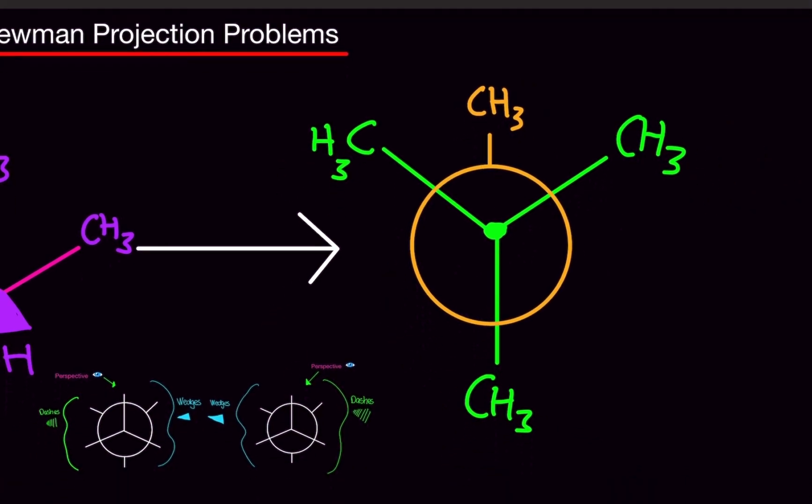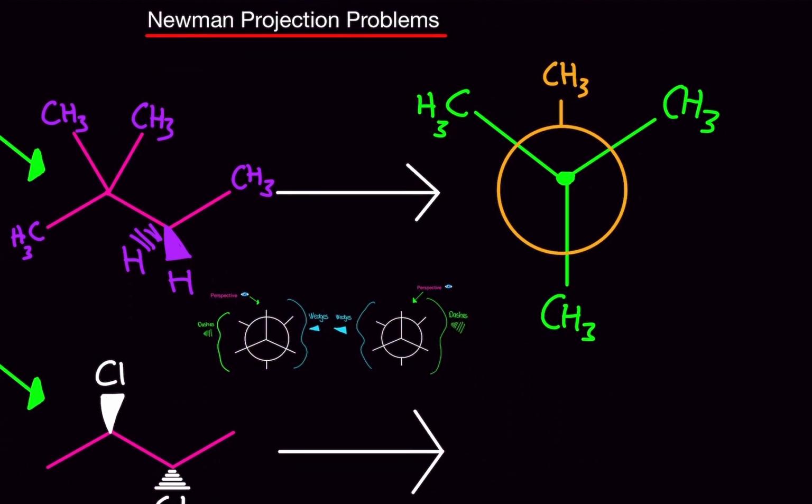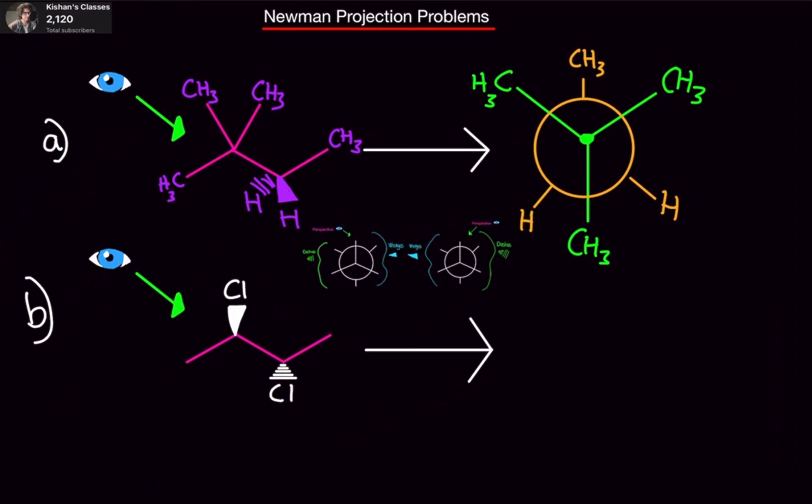Since this one's pointing up, the other two groups must be pointing down at an angle. So it's the same thing as the front carbon, right? If the methyl group was pointing down, then the other two groups are pointing up, or vice versa. If the methyl group or the other group is pointing up, the other two ones are pointing down. So this one must be pointing down, and this one's pointing down, and it's a hydrogen. Okay, that's the first one. Let's do letter B.